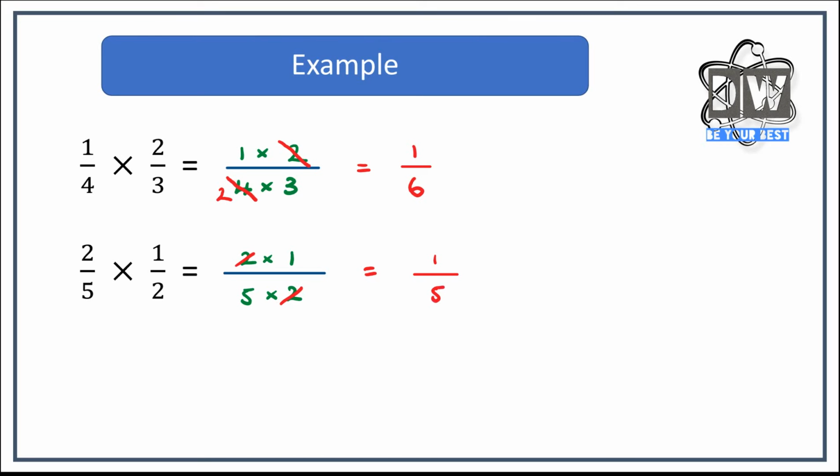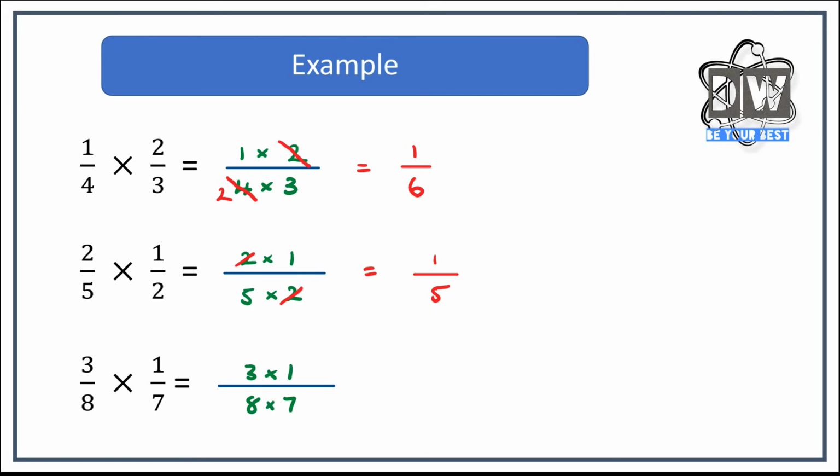And last but not least, we're going to go for the next one, which is 3/8 timesing by 1/7. So let's write it out and we'll see if anything cancels each other out. And we can look there and say, well, no, nothing does cancel each other out.